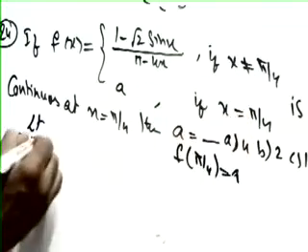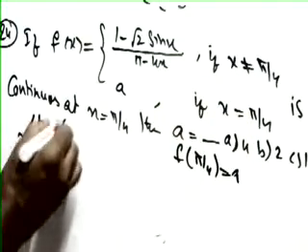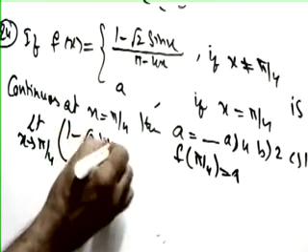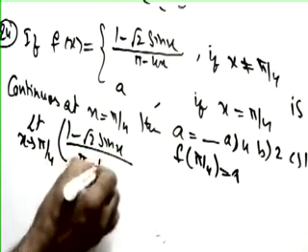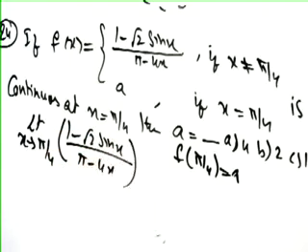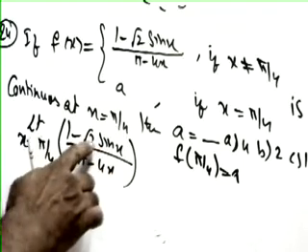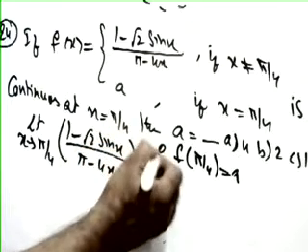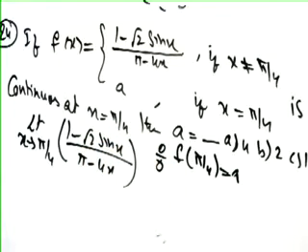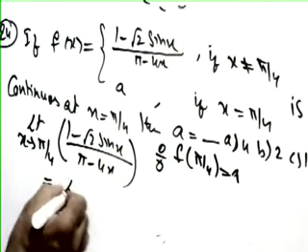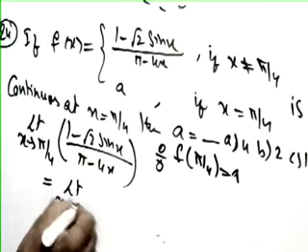Limit x tends to pi by 4 of (1 minus root 2 sine x) divided by (pi minus 4x). Now if you substitute pi by 4, the 4 will be cancelled, pi minus pi is 0, and sine 45 is 1 by root 2, which cancels. This will be 0 by 0. So let me use the L'Hospital rule. Let me differentiate the numerator and denominator.